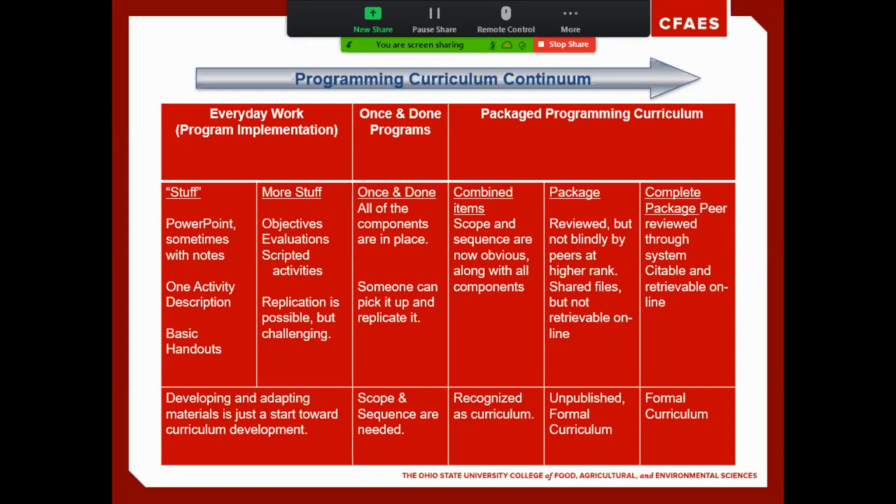So then as you move across this continuum, as I start with just the stuff that I'm doing now, eventually I can end up with a completed package that can be peer reviewed. Does that make sense to everyone?